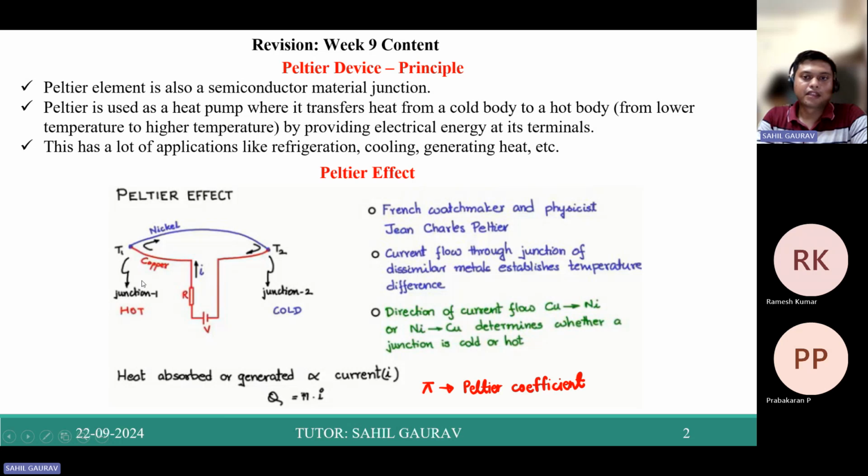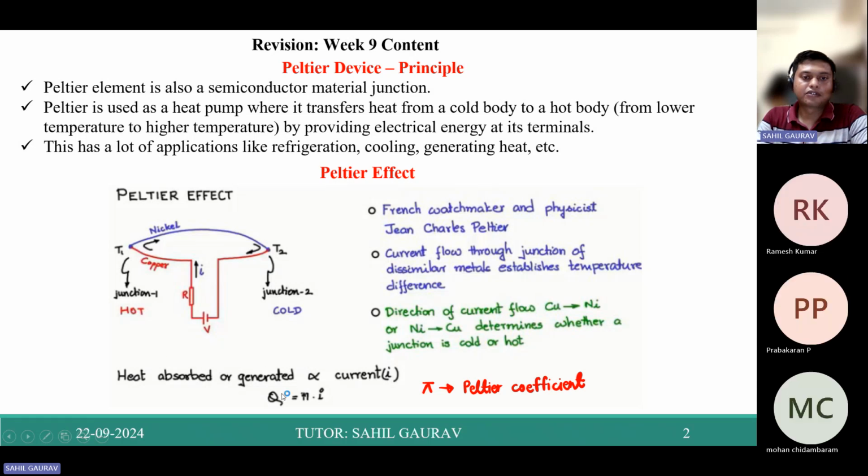Here we have two metal junctions, copper and nickel. If you see here, current flowing through this junction of dissimilar metals establishes a temperature difference, and the direction of current flow decides whether the junction is cold or hot. The heat absorbed or generated is directly proportional to the current I. If you write this equation, it comes out as Q equals pi I, where pi is the Peltier coefficient.